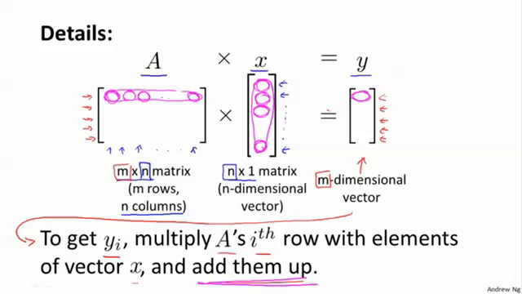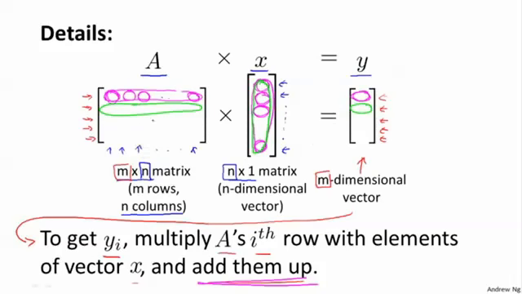Then when we want to get the second element of y, the way we do that is we take the second row of A and repeat the whole thing. We take the second row of A and multiply by the elements of x, and add up the results of the products, and that gives me the second element of y.